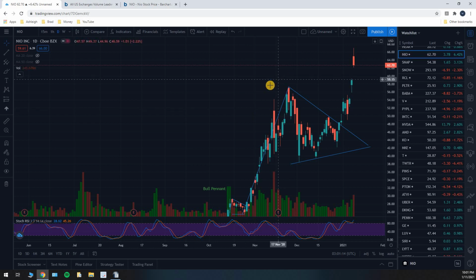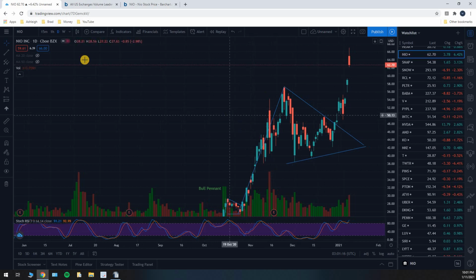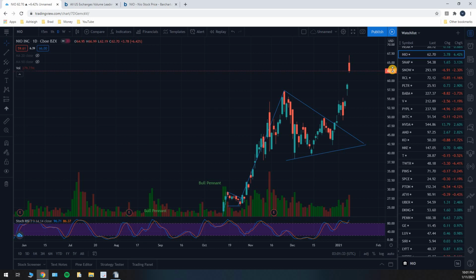So I have NIO's stock chart pulled up in TradingView. I'm on the daily candlesticks and we have a massive bull pennant playing out, and we've already broken out to the upside of it, and we're going to project a price target further than that based on this stock chart pattern. But I just wanted to go over a few things: what this stock chart pattern is, the history behind it, some volume, some other indicators.